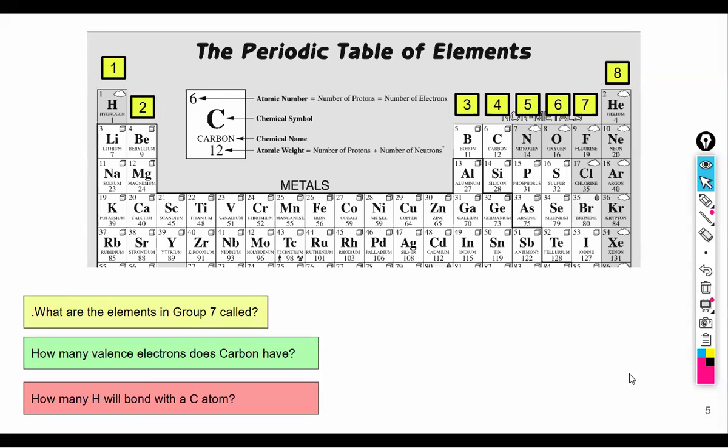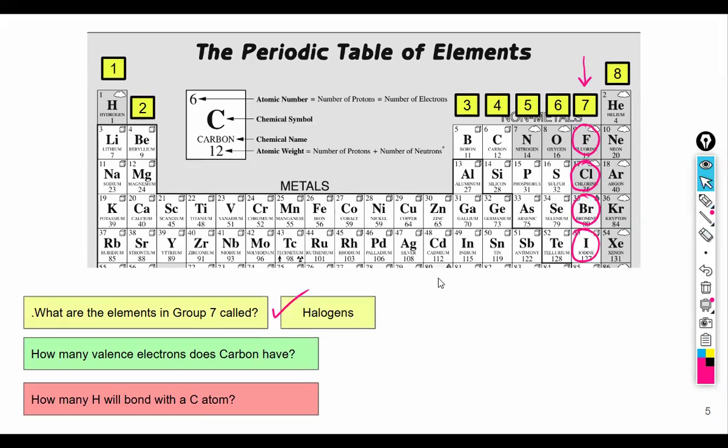One assumption is that everyone at least knows a little bit of the periodic table. There are 8 groups. So help me answer some quick questions here. What are the elements in group 7 called? Right. So you're going to be hearing about group 7 a lot in organic chemistry. Those are the halogens: fluorine, chlorine, bromine, and iodine. Those are your halogens.